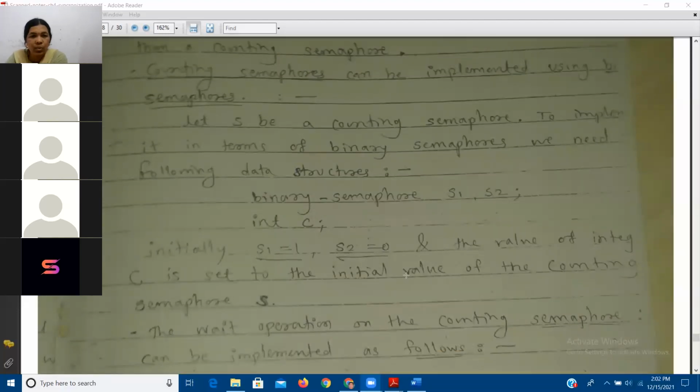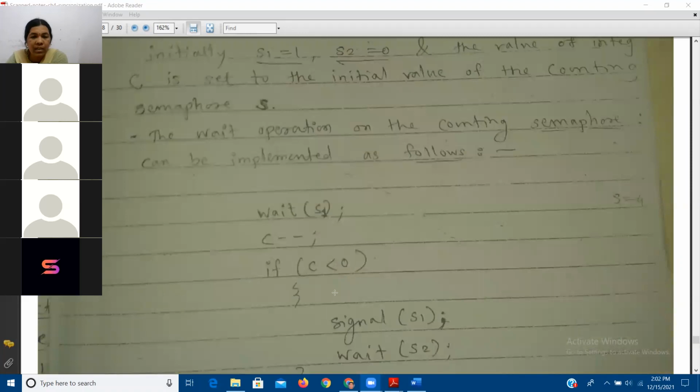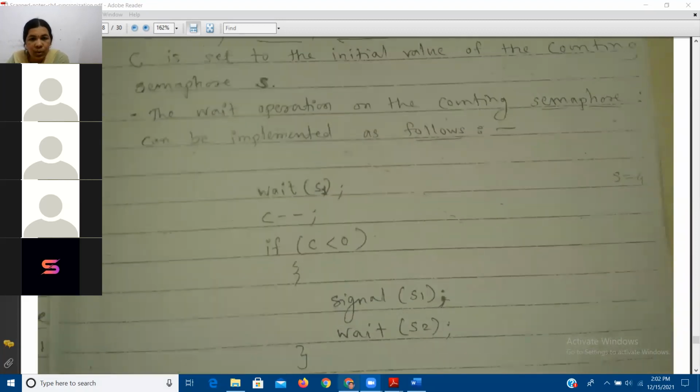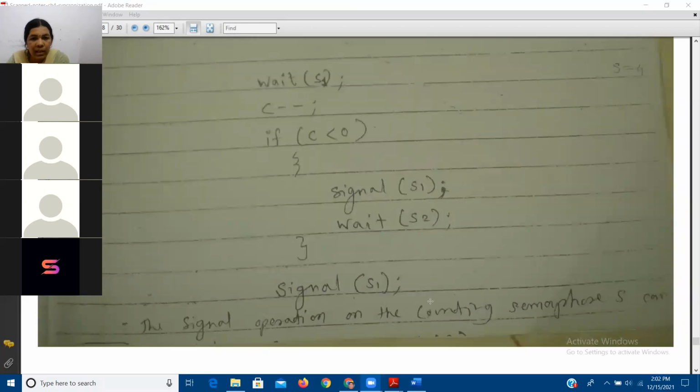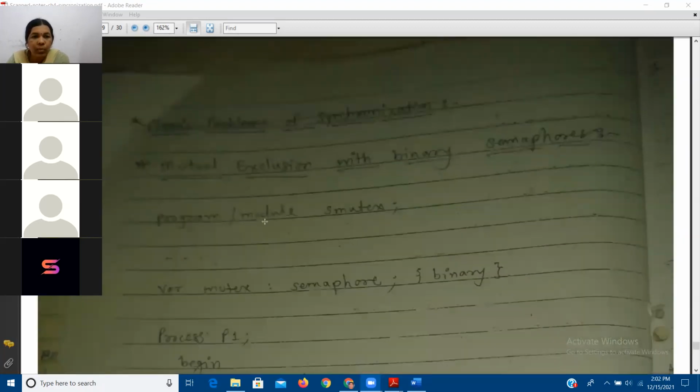Binary semaphores S1, S2 are declared. Initially S1 is equal to 1, S2 is equal to 0. The value of integer C is set to the initial value of the counting semaphore S. So wait S1, C minus minus. Over here C is treated as a counting semaphore and S is treated as a binary semaphore. If C is less than 0, signal S1, wait S2, again signal S1. This is the example of binary semaphore, and then they have given mutual exclusion with binary semaphore.